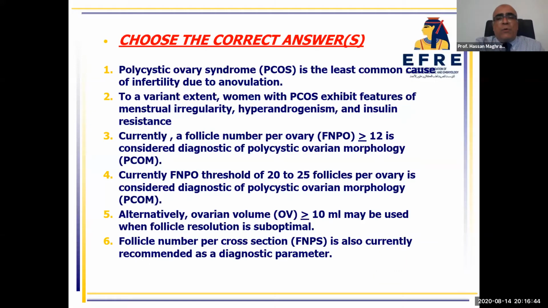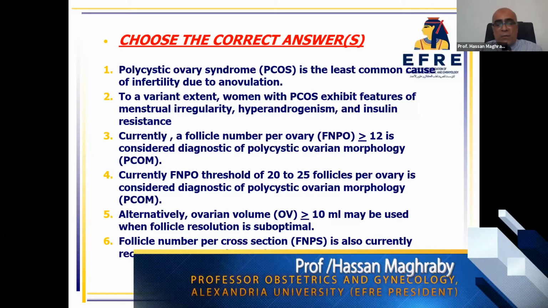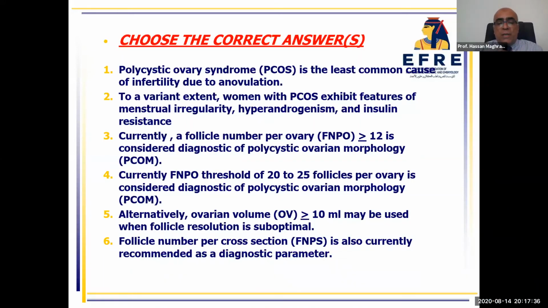I would like you to think for 1 minute: what is the correct answer or answers among these 6 statements? PCOS is the least common cause of infertility due to anovulation. Is it the least? To a variable extent, women with PCOS exhibit features of menstrual irregularity, hyperandrogenism, and insulin resistance. Currently, FNPO, follicle number per ovary, more than 12 is considered diagnostic of polycystic ovary, or a number more than 20 is considered diagnostic of polycystic ovary. If the ultrasound machine is not accurate, or if there is no possibility of vaginal ultrasound, ovarian volume more than 10 could be used for diagnosis. Follicle number per cross section, FNPS, is currently recommended as a diagnostic parameter, which is not correct, or which is correct.